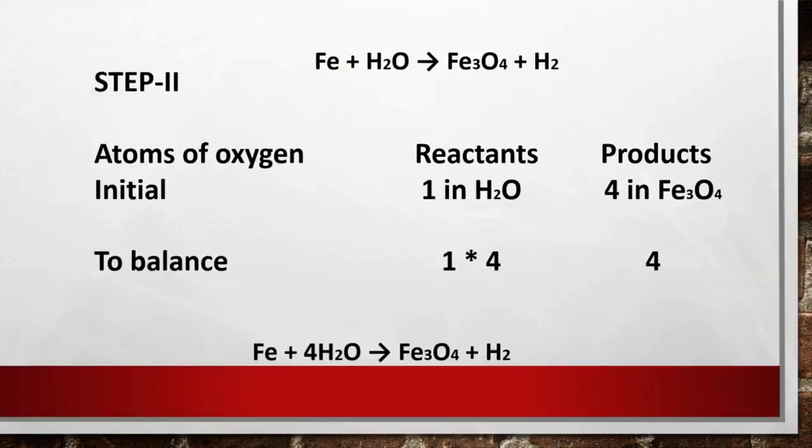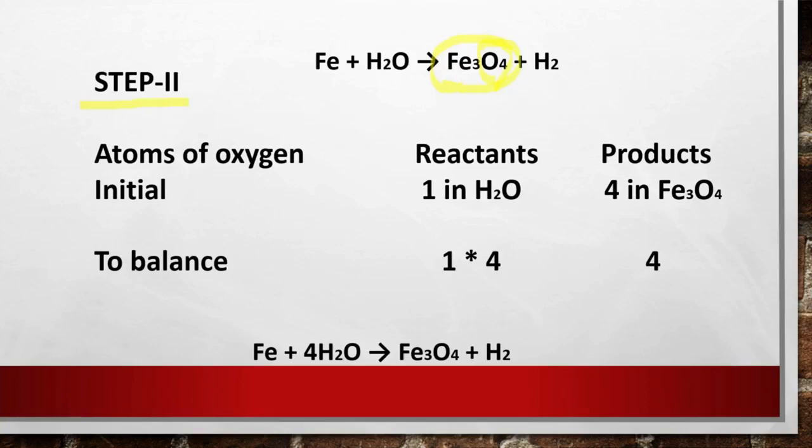So in step 2, what we will do, it is a rule that the compound having maximum number of atoms is taken or chosen first. Well, it totally depends on you. You can take any of the elements to balance first. But as a rule, I am taking Fe3O4 because it is having maximum number of atoms. And in this, the element which has maximum number of atoms is chosen first, which is oxygen here. So in step 2, we will start balancing oxygen atom first.